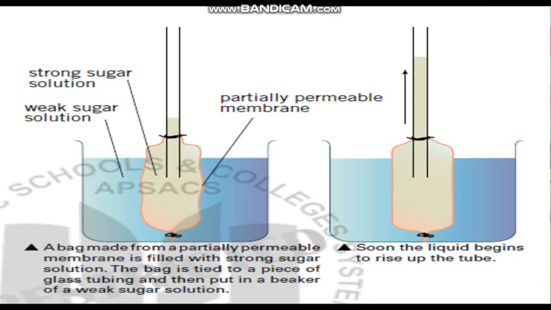There is another diagram showing the process of osmosis. The beaker on the left hand side contains a weak sugar solution, containing a bag made of partially permeable membrane filled with strong sugar solution. You can see in the second diagram, liquid begins to rise in the tube as water moves from weak sugar solution to strong sugar solution.